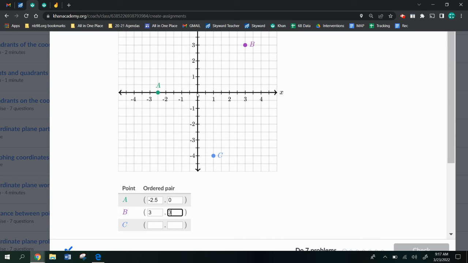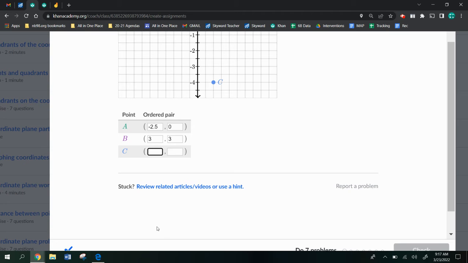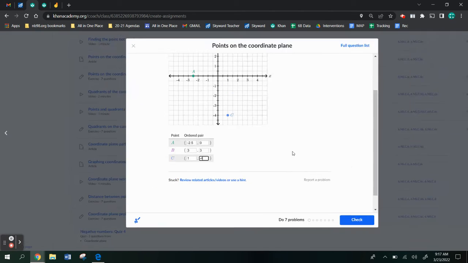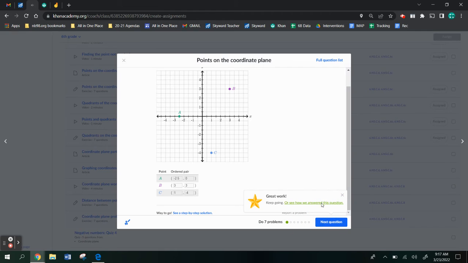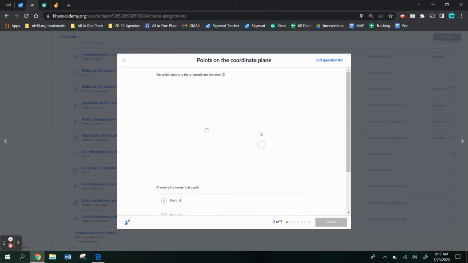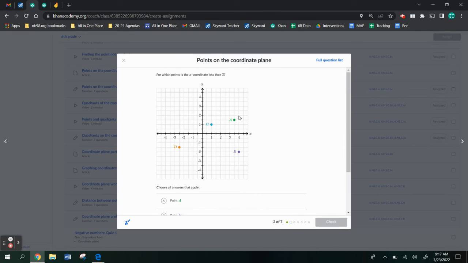Now I go to C. Start here, I'm going to the right 1, so that's +1. But in this one, I'm going down 4, so that's a -4. 1, comma, -4. And that's how you do these type of examples.